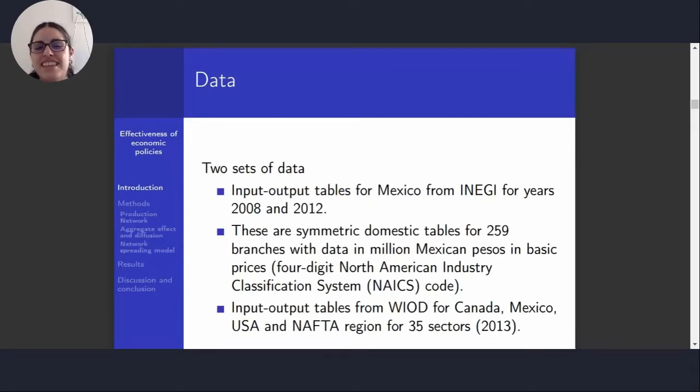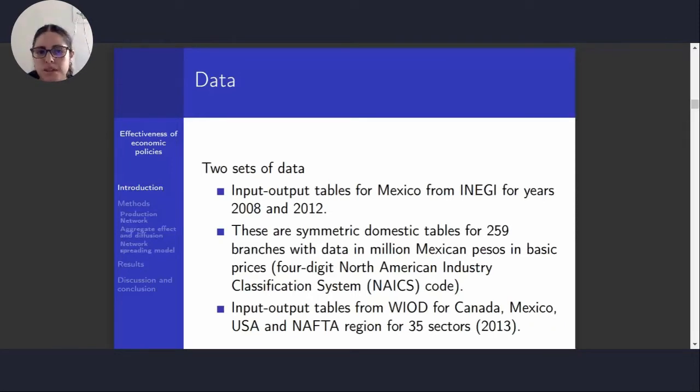But I will argue that we can still draw some conclusions about these exporter sectors in the economy, because mainly the exporter sectors in the economy are from the manufacturing industry. So the manufacturing industry belongs to one classification, and these different exporter sectors will belong to another type of classification, but we can relate them to some extent, no? So two sets of data.